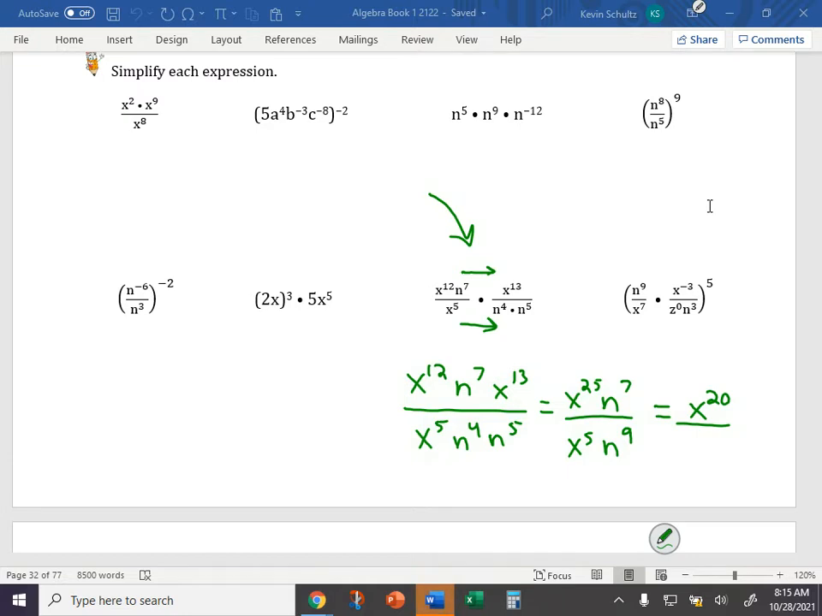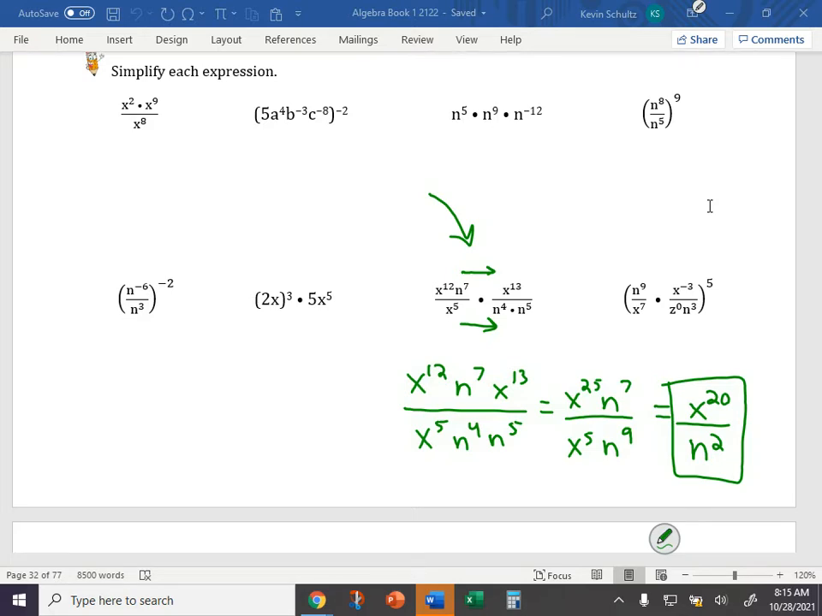9 minus 7 is 2. Where do those n's go? Denominator. Okay? Remember, wherever you have more to start with, that's where your term is going to go. I have 2 more n's in the denominator to start with, so 2 more n's in my final answer. Okay? Questions on this?